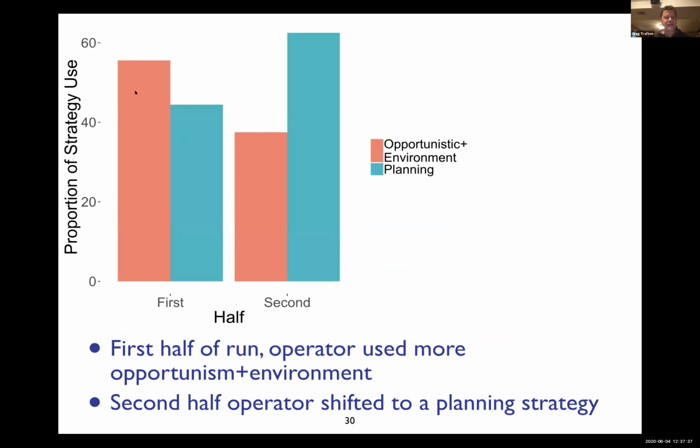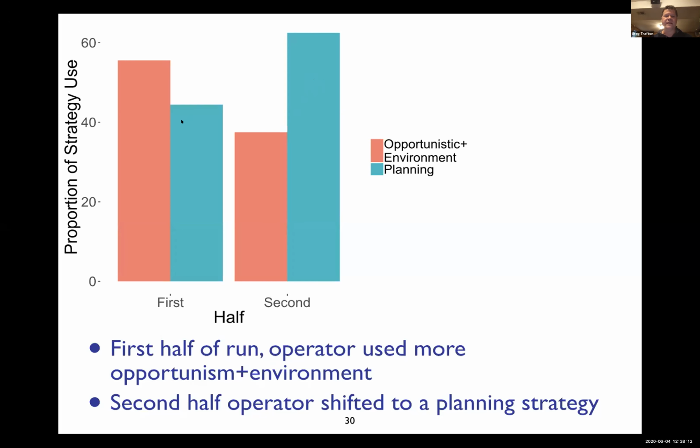Essentially, this is the first session and the second session, after a fair bit of training. In the first session, people are using more of an opportunistic plus environment strategy compared to a pure planning strategy. In the second half, that completely reverses, where the opportunistic and environment strategy is used much less and the planning strategy is used much more.